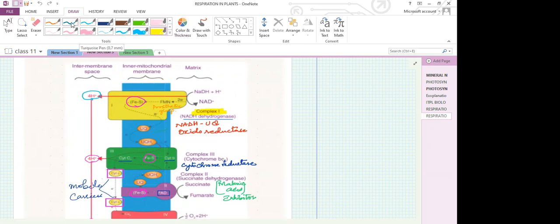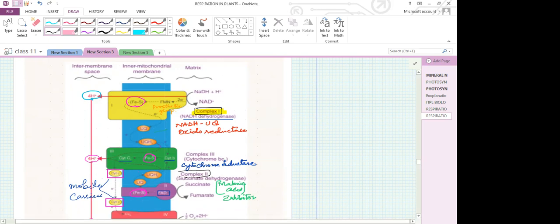Guys, please tell me what this complex 1 is made of. I have highlighted this complex here. What's the name of the complex? NADH dehydrogenase. Yeah. So, flavoprotein. So, what is complex 2? Complex 2 is here. First, you understand the complex 1, complex 2, all these. So, what is this complex 2 made of? Succinate dehydrogenase.